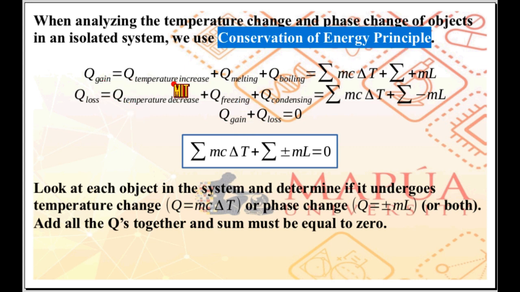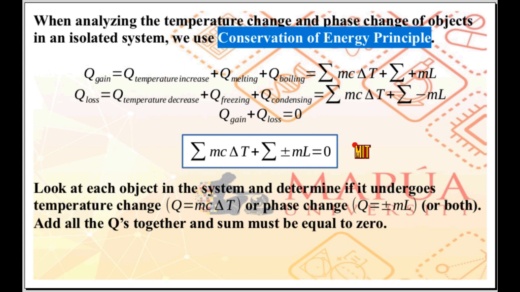So you have Q gain plus Q loss, which will give us the following equation. Summation of mc delta T plus summation of all the plus-minus mL. Again, depending on the situation, you'll either have L_F or L_V. So the summation of mc delta T plus the summation of all the plus-minus mL is equal to 0. Conservation of energy principle applied to the isolated system.